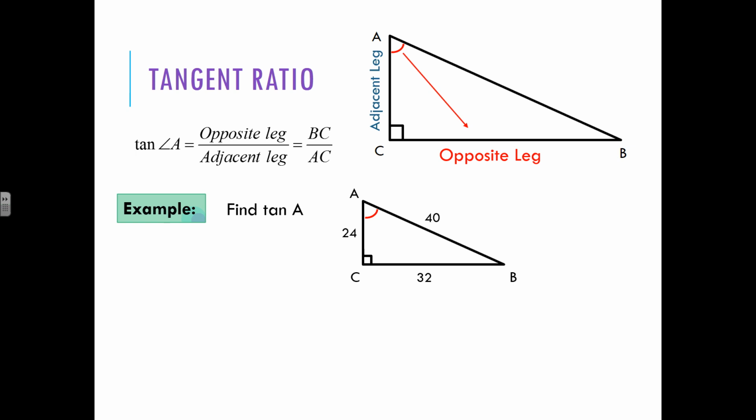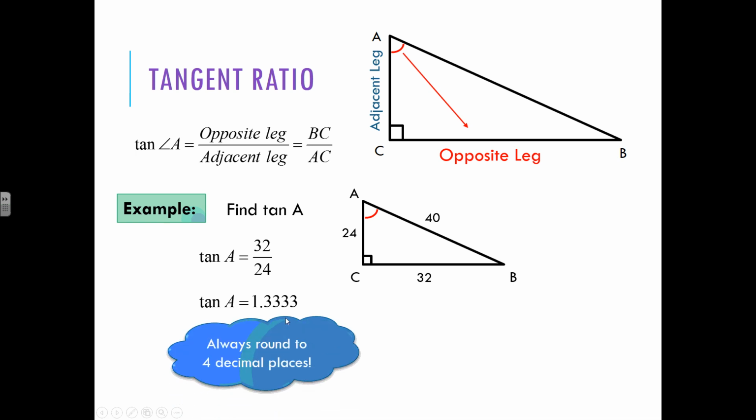We don't actually need to know what the angle measure is for angle A, but we do need to know the three sides of our right triangle, or at least two of them, because we could find the third one by Pythagorean theorem, right? So the tangent of angle A, here's angle A, is going to be the opposite leg, which is 32, over the adjacent leg, which is 24. So we would say the tangent of A is equal to 32 over 24. And then you're going to find this as a decimal, and we're always going to round to 4 decimal places.